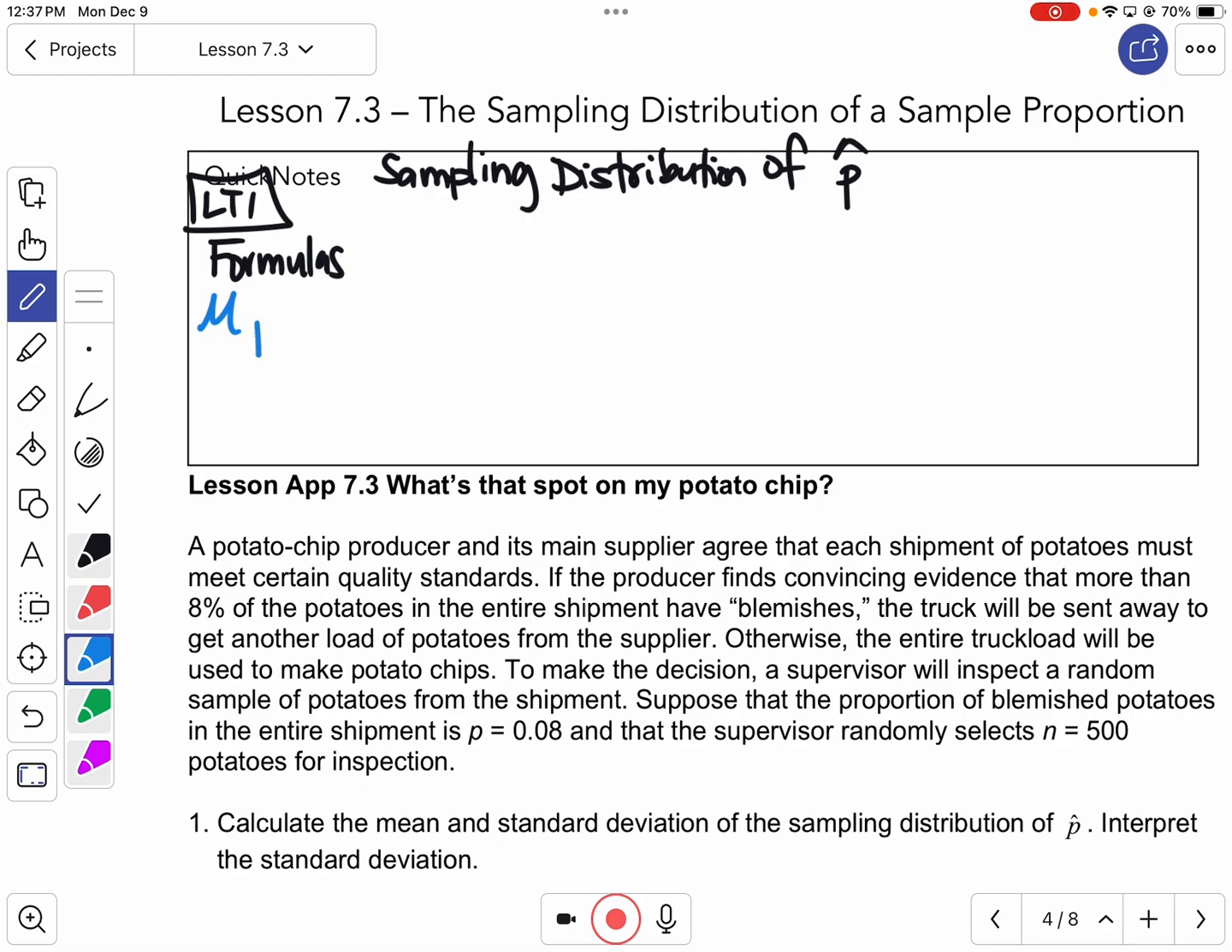The mean of the sample is just the proportion of the population. It's just P. And the standard deviation of the sample is the square root of P times 1 minus P over N. I'll always give you those. I won't expect you to remember them.